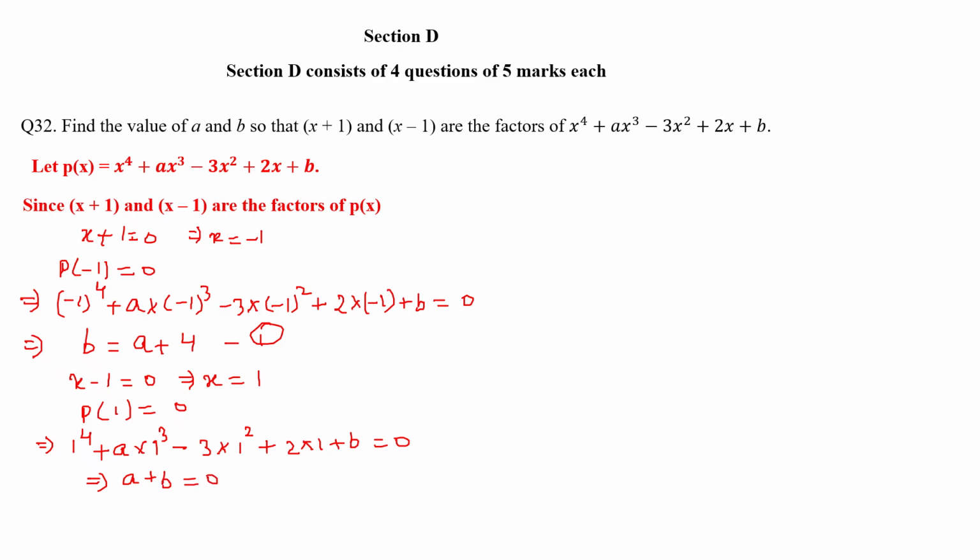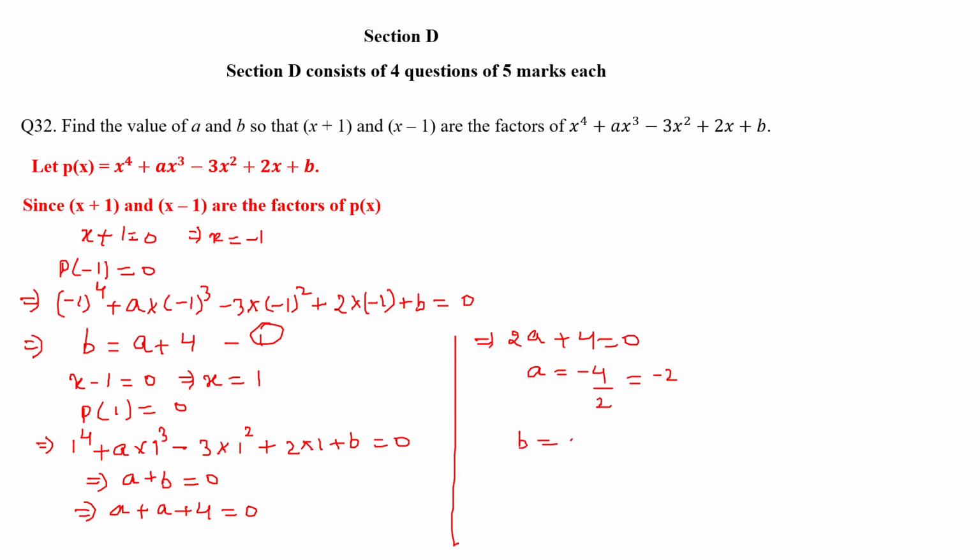Now in equation 1 you already got b is a plus 4. So replace b with a plus 4. So from here you will get 2a plus 4 equal to 0. So the value of a will be minus 4 by 2, which will give you minus 2. Then b equal to a plus 4. Here you substitute a as minus 2. So minus 2 plus 4 will give you 2. So the value of a is minus 2 and the value of b is 2.